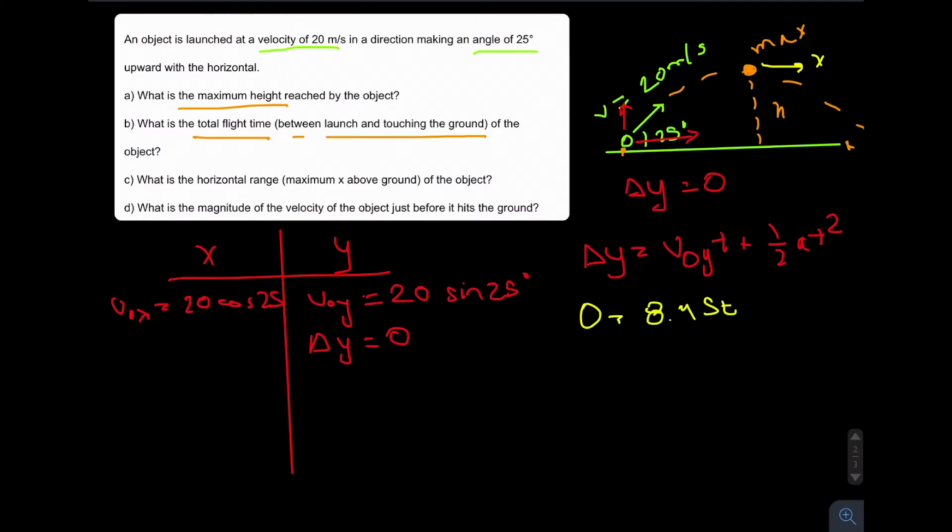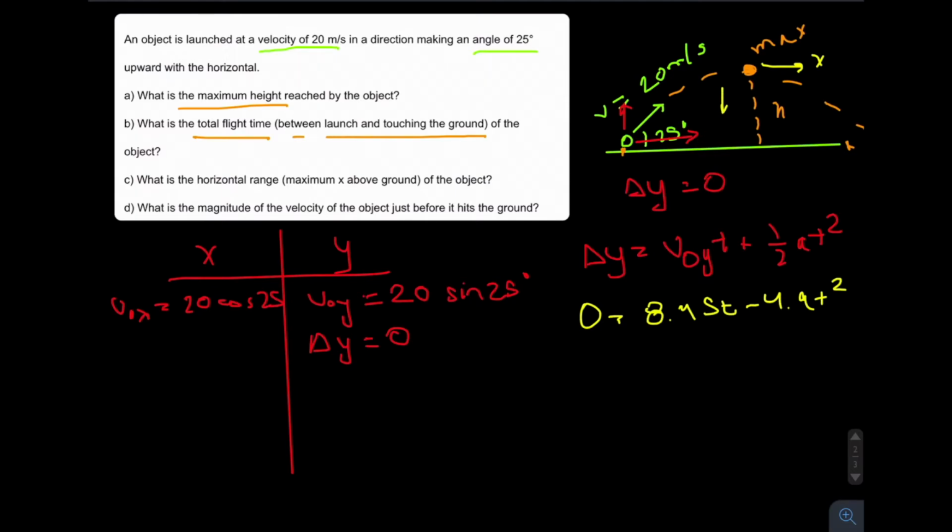And then here we know 1/2 a, or in our case, it's going to be g. So that basically means that this is going to be negative 4.9 t squared. Now, why is it negative 4.9? Because remember, gravity is always acting in the downward direction. So that g, which is 9.8 meters per second squared, is going to be negative. So 1/2 of 9.8 is 4.9, and then it's negative, so it's negative 4.9 t squared.